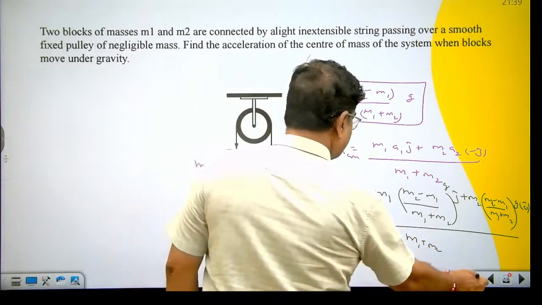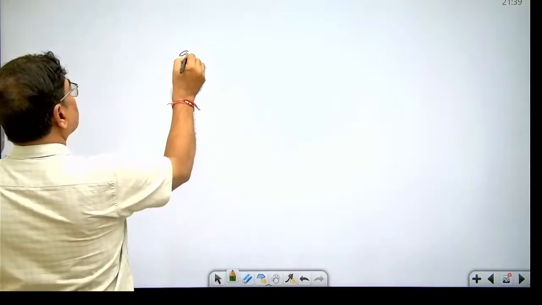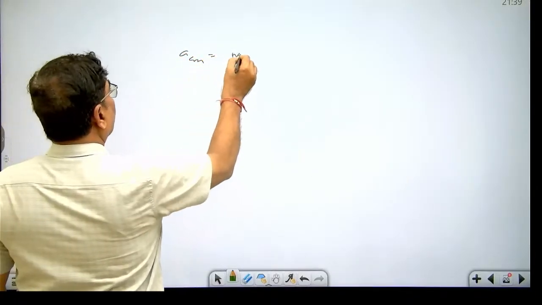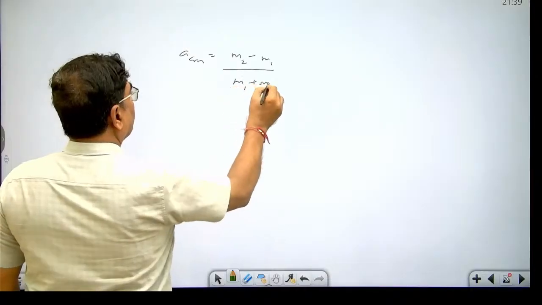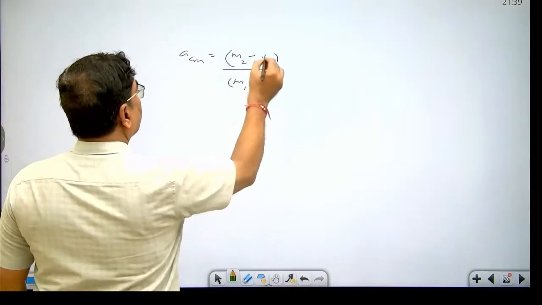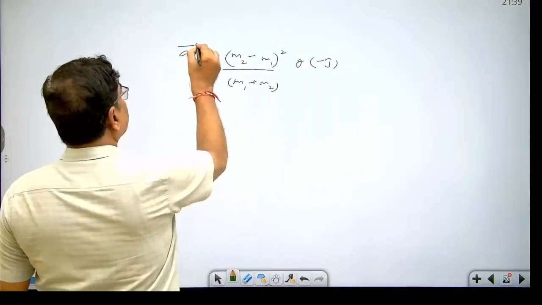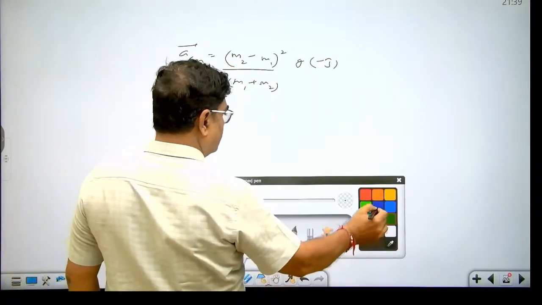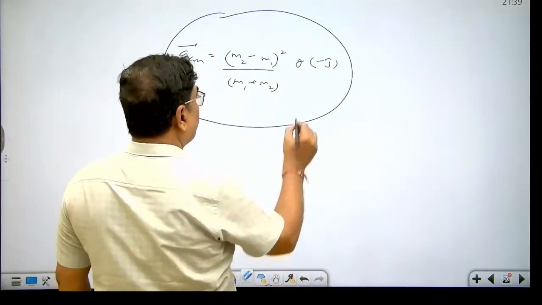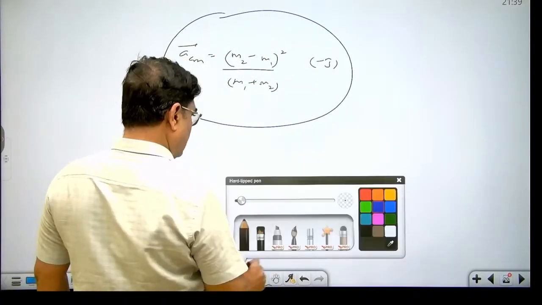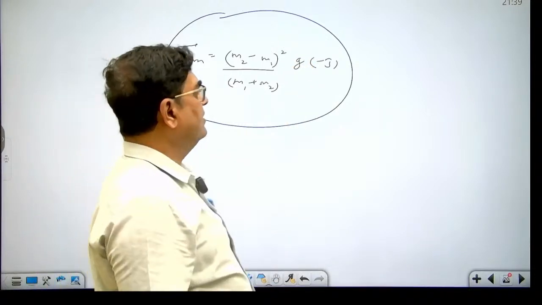After solving this, you will get the value ((m2 minus m1) upon (m1 plus m2)) whole square g in the minus j direction. So this will be the answer for the acceleration of center of mass.